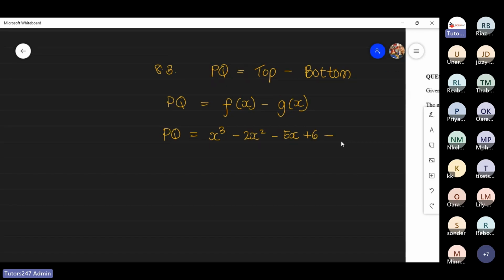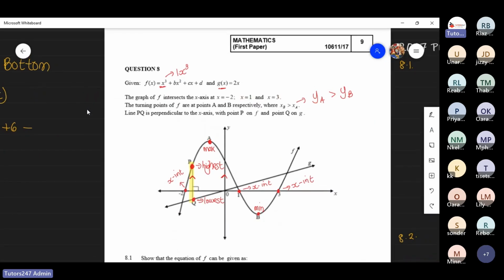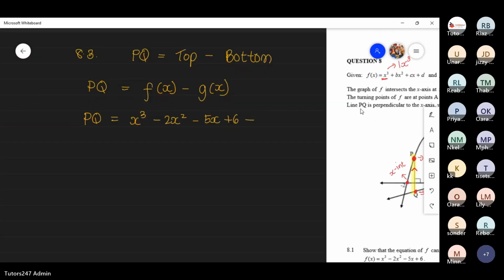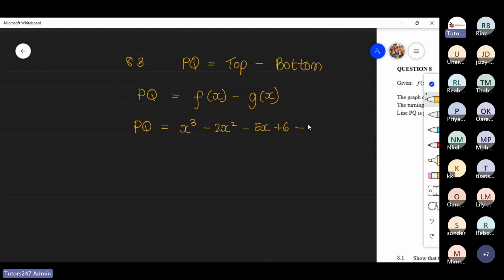Let us have a look. What is g of x? G of x is 2x. So we need to subtract 2x. From here, we can get PQ as equal to x cubed minus 2x squared. Now, negative 5x and negative 2x become negative 7x plus 6.